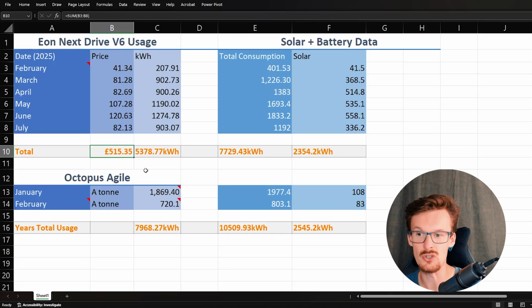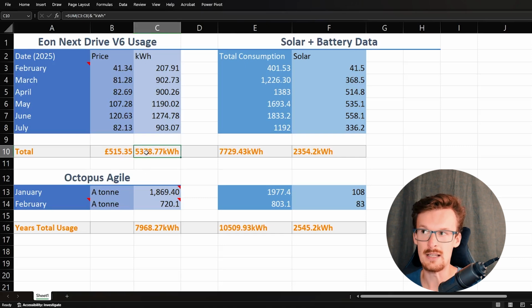£515.35, and that is based on using, so Eon has how much I've taken from the grid, which is what I've paid for from Eon. It's 5,378.77 kilowatts, which is a good chunk.